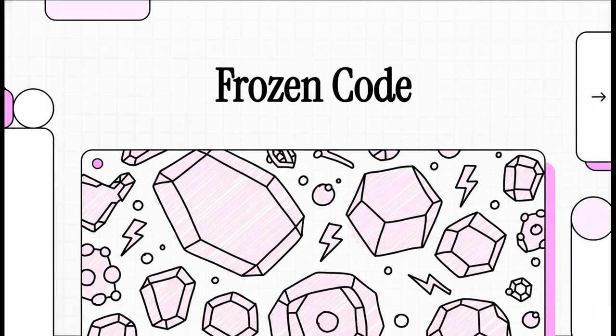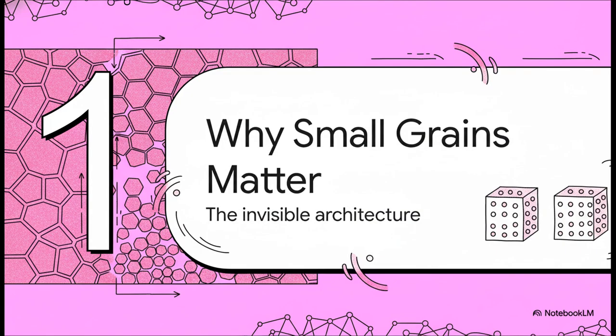All right, welcome. Today, we're cracking open the secrets hidden deep inside solid metal. We're talking about the atomic code, the very instructions that dictate how strong and how tough a material is going to be. Okay, let's dive right in.